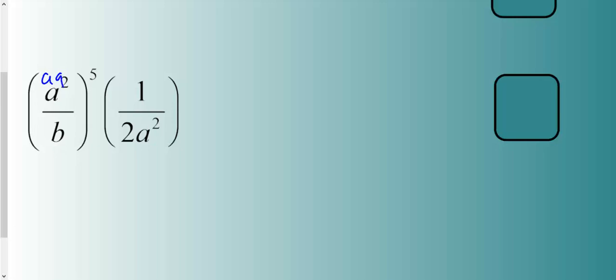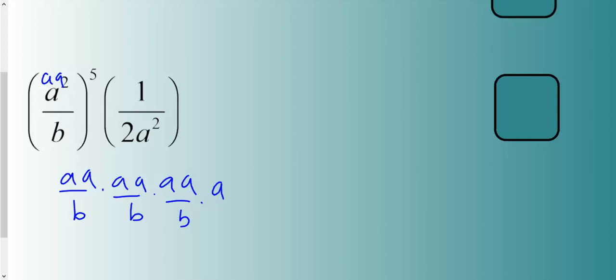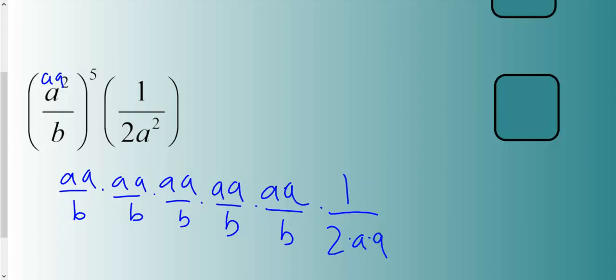This is a times a. So I have a over b 5 times. And then I have 1 over 2a times a. So here I have those reduced with those. Those equal 1. So I have a times itself 8 times. And on the bottom, I'm going to put my 2 first, my numerical value first, and then b times itself 5 times. So there you go.